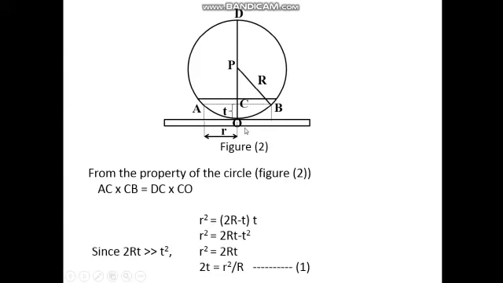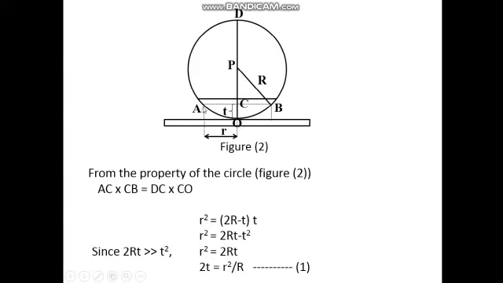Then from the property of the circle, here DO and AB are the chords of the circle, they intersect at the point C. Therefore, from the property, AC into CB is equal to DC into CO.